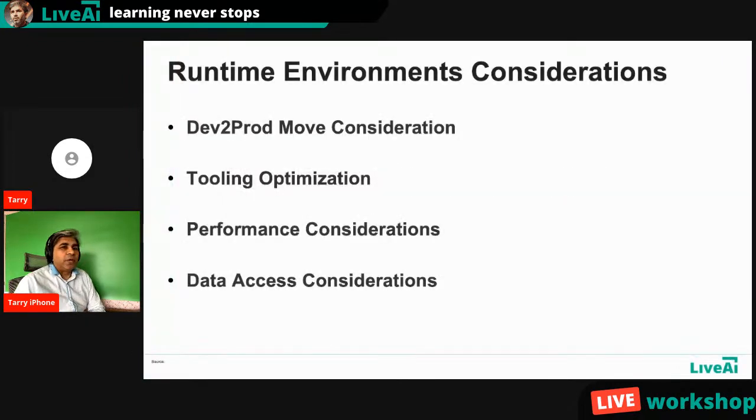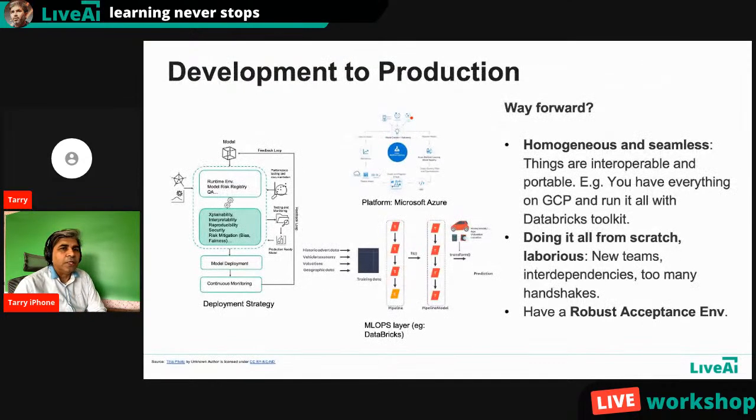So basically, the runtime environment is one aspect that we're going to take a look at. There'll be 4 considerations we'll be looking at. First, what are the things that we need to do in order to take our machine learning model from development to production. Then there's tooling optimization: what kind of tooling, how should I go about it? Then there's performance considerations, and then you have your data access considerations. How am I going to access data? What are the aspects that I need to consider when I do that?